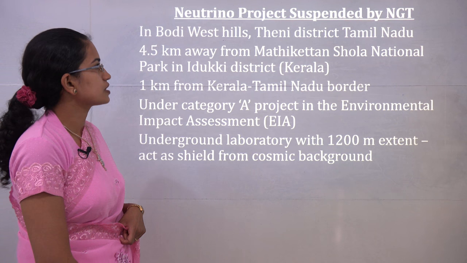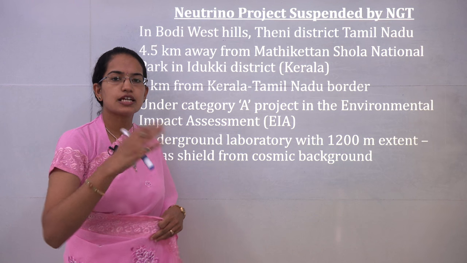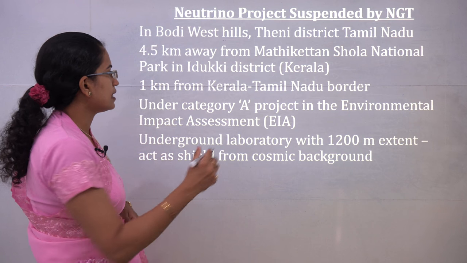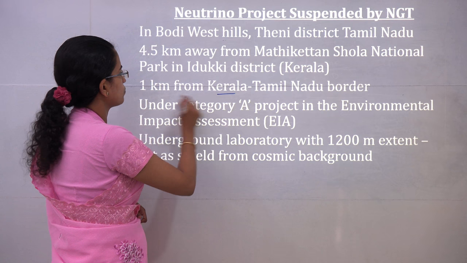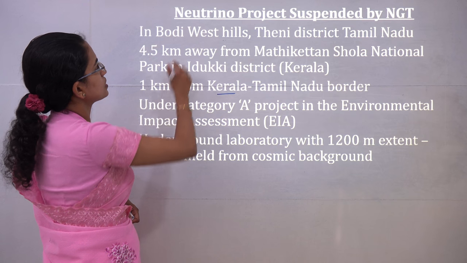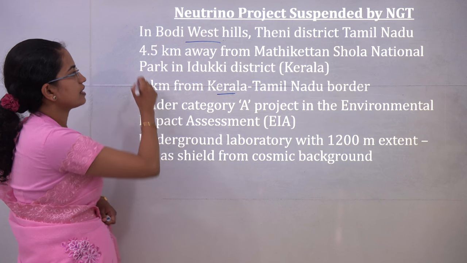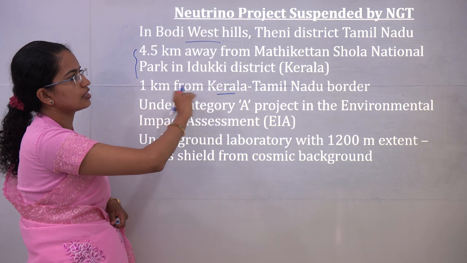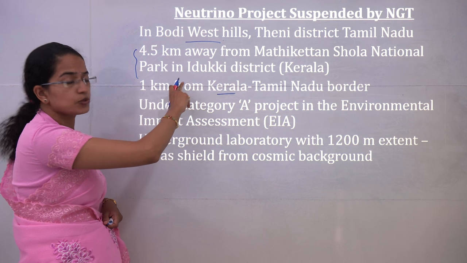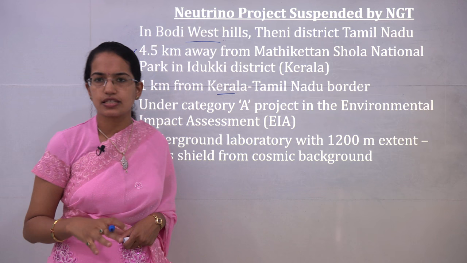The next is Neutrino project. This Neutrino project was planned beneath a rock cave near the Tamil Nadu border, around 1 km from the Kerala Tamil Nadu border, and it was in the Bodi West Hills in Theni district of Tamil Nadu. This was again very close to the Shola National Park in Idukki, and therefore it has been banned or suspended by the National Green Tribunal.